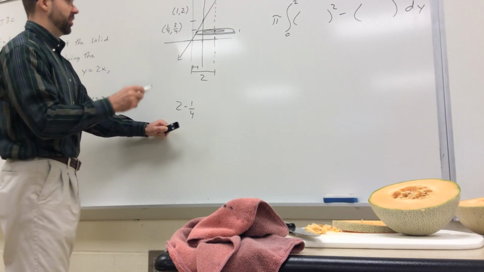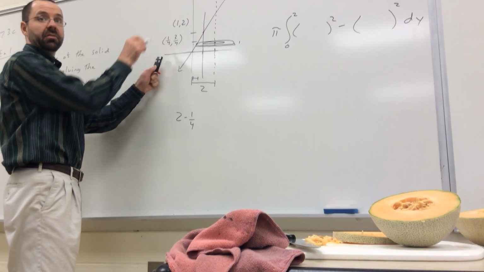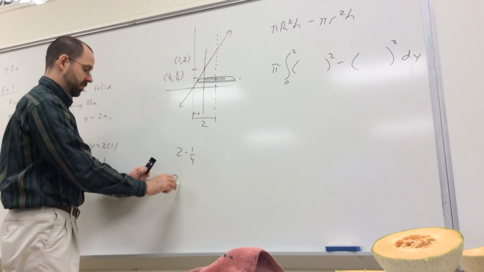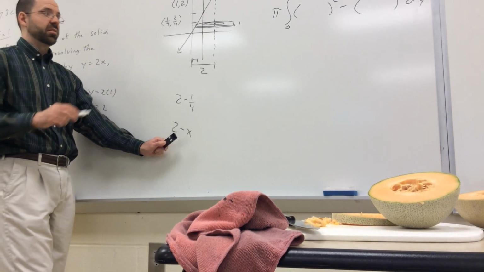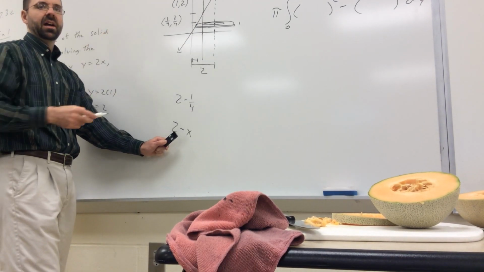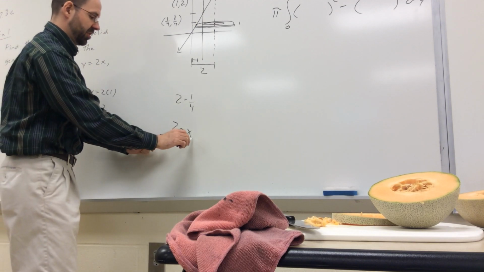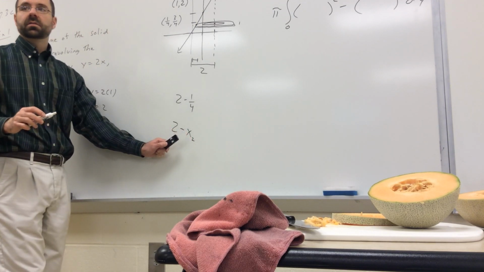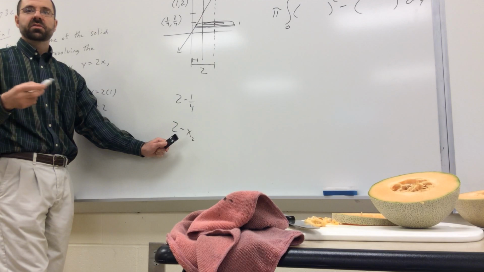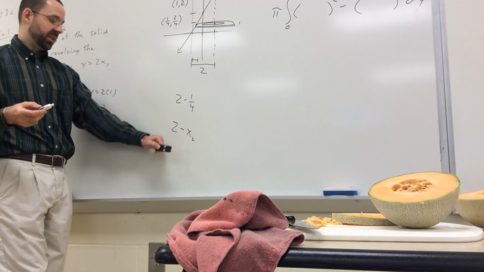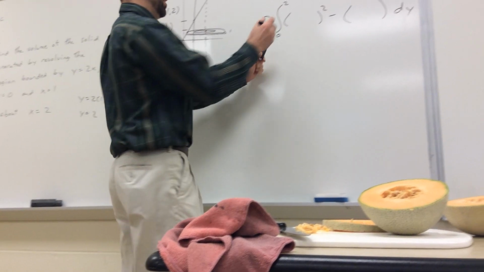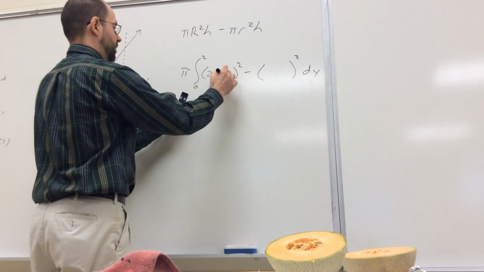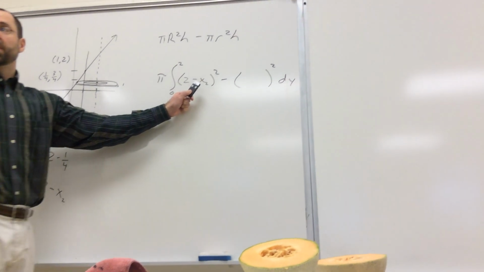Okay, so in general, though, that's the 2 minus the x value of the point on the slanty line, right? So I'll call that x2, I guess. Because it's a little bit awkward because there are 2 different radii, so I'm going to have 2 different x's in my formula. So the big radius is 2 minus the x on the line.